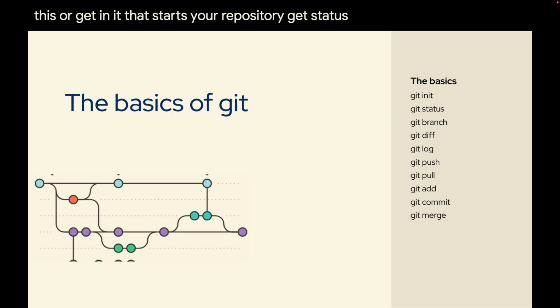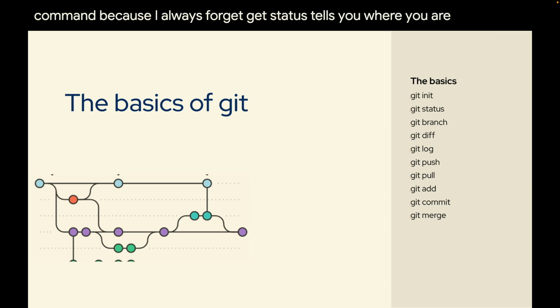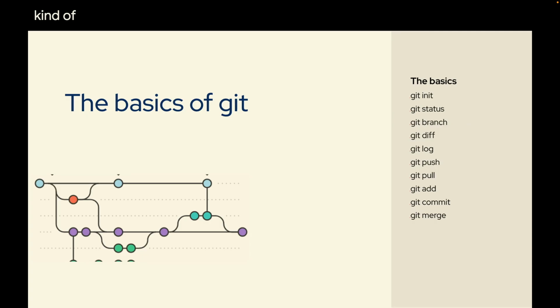Git status is my absolute favorite command because I always forget. Git status tells you where you are. It tells you what needs to be done before you run a separate command. Did I forget to do something? So Git status is something I do all the time.